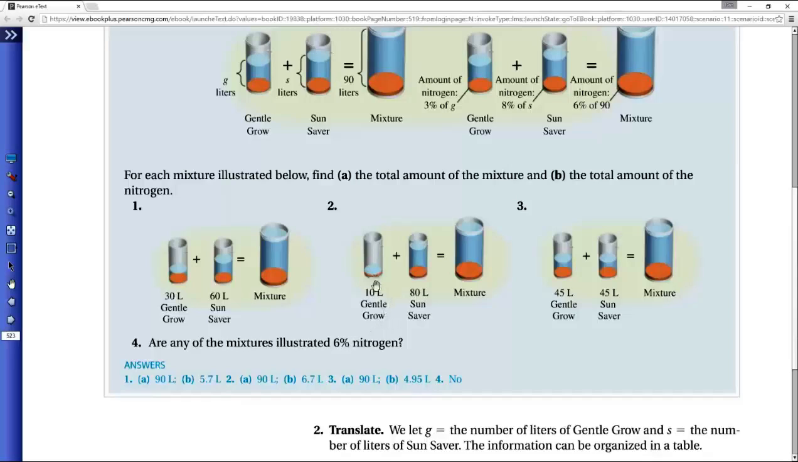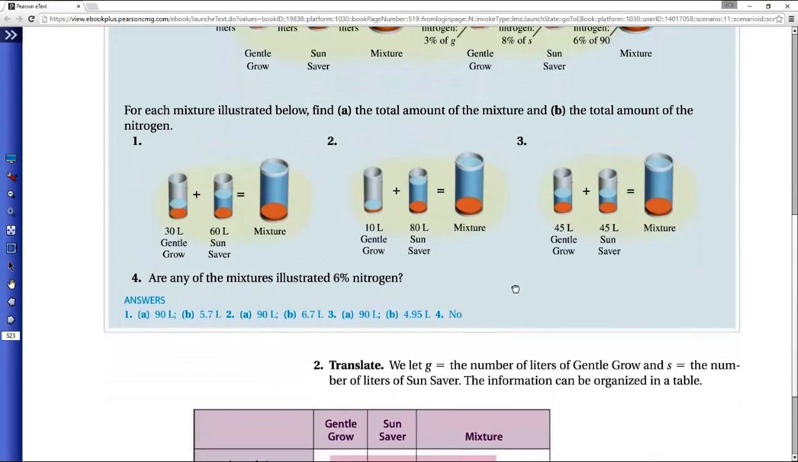And now we want to say, well, if this Gentle Grow has 3%, so 3% of 10 liters is 0.3 liters, okay? And this 80 liters is not 3%, it's just 8%, so be careful. And then I get 6.4 liters. Well, I know I got how many in here? 90 liters, because that's how much fluid I have. And then I figured out what each one of these was for nitrogen. You'd add that together, and that's what that is.